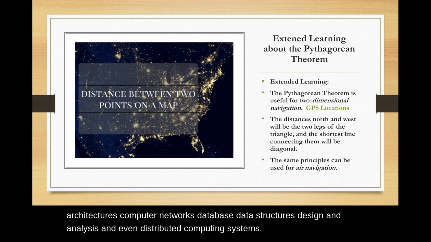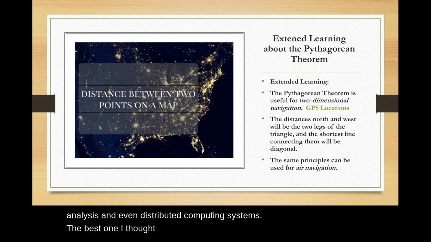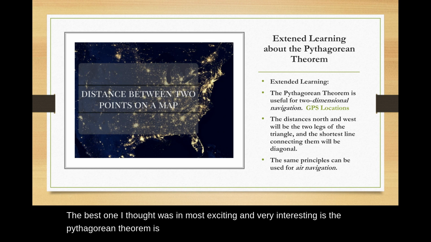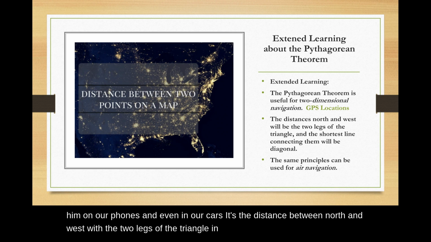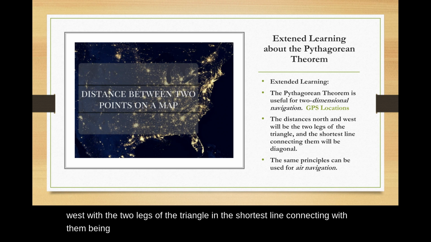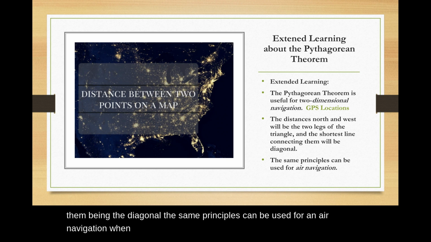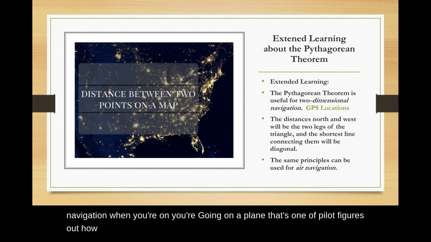The best one I thought, and most exciting and very interesting, is that the Pythagorean theorem is used for two-dimensional navigation. GPS, we all have them on our phones and even in our cars. It's the distance between north and west with the two legs of the triangle and the shortest line connecting them being the diagonal. The same principles can be used for air navigation, like when you're going on a plane. That's when a pilot figures out how he's going to land from one spot to the other.